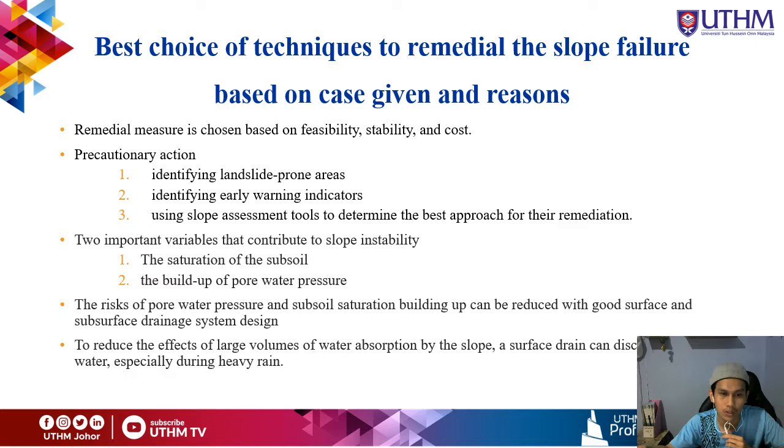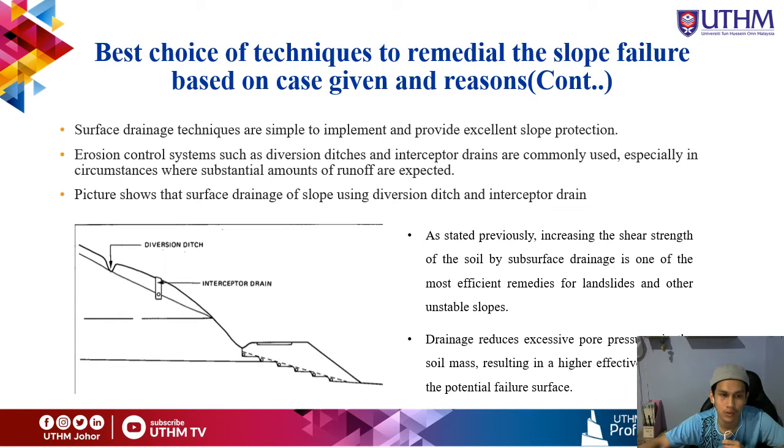There are two important variables that contribute to slope instability, which are the saturation of the subsoil and the build-up of pore water pressure. The risk of pore water pressure and subsoil saturation building up can be reduced with a good surface and subsurface drainage system. To reduce the effect of large volumes of water absorption by the slope, surface drainage can discharge water, especially during heavy rain. Surface drainage techniques are simple to implement and provide excellent slope protection.